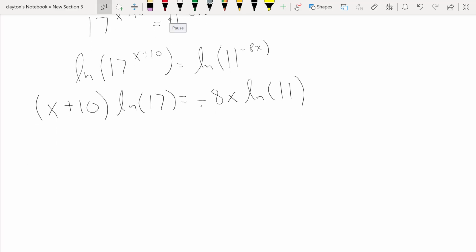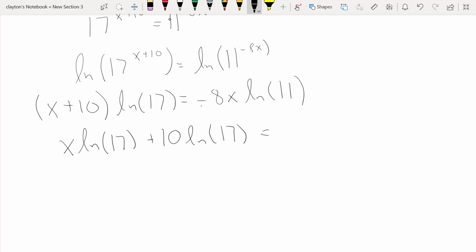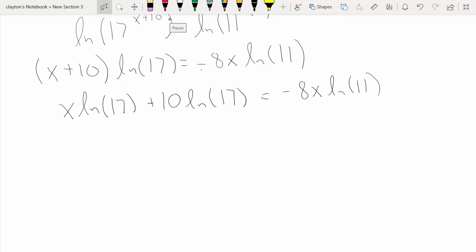And I need to solve for x here. Need to solve for x. So first, let's go ahead and distribute this. x natural log of 17 plus 10 natural log of 17 is equal to negative 8x natural log of 11. And so now I need to move these x's to one side, and I need to move everything else to the other. So I'm going to keep this x over here.